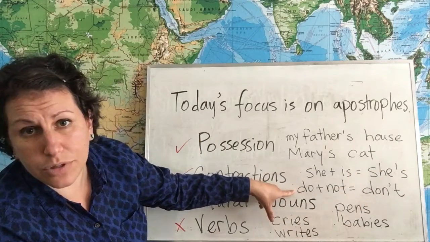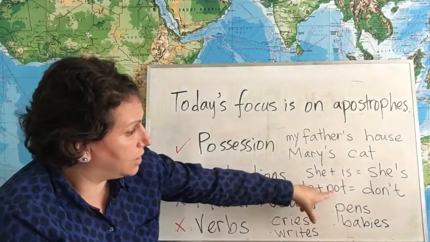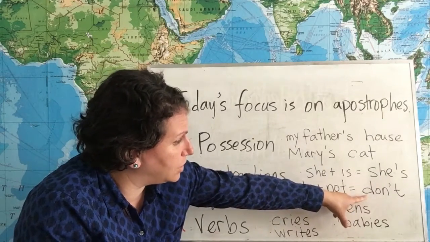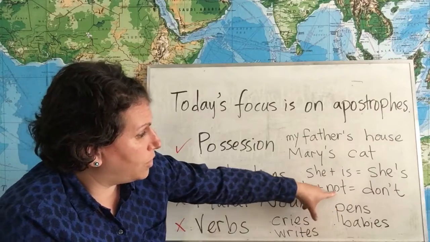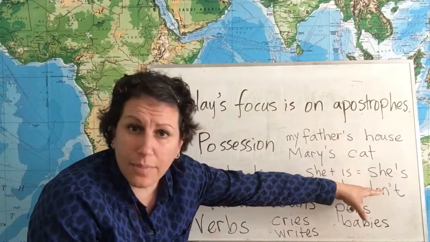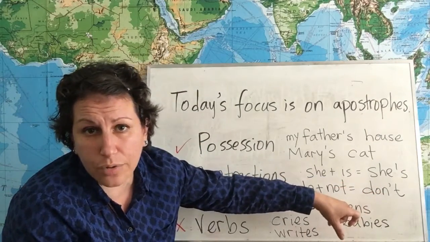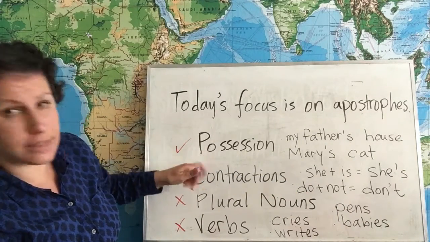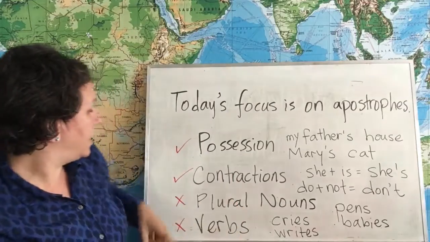Here's another example. Two words together, do not. Put them together to form the contraction, don't. The O in the not is replaced by the apostrophe. We've got one word now, don't. So possession, contractions, yes, use apostrophes, good.